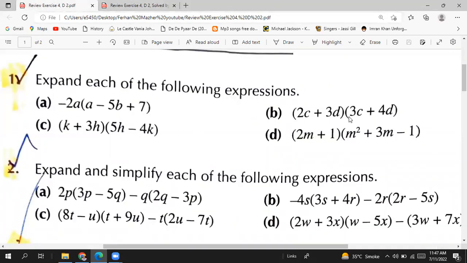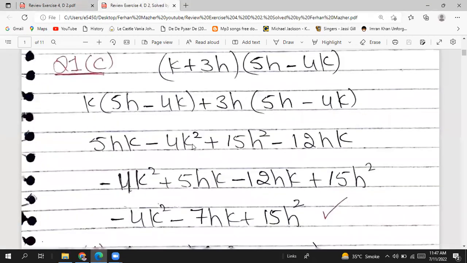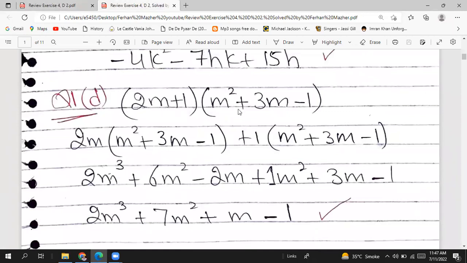Question number 1, D part. Here again we have two brackets. They are multiplying with each other. There's no problem in it. The only problem is that here in the second bracket we have 3 members. So 2m will multiply with this whole second bracket. Then plus 1 will multiply with this bracket. So 2m will multiply with all the 3 members here. Same way plus 1 will multiply with all the 3 members in the second bracket.